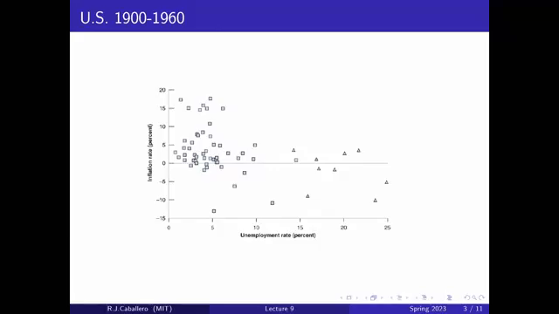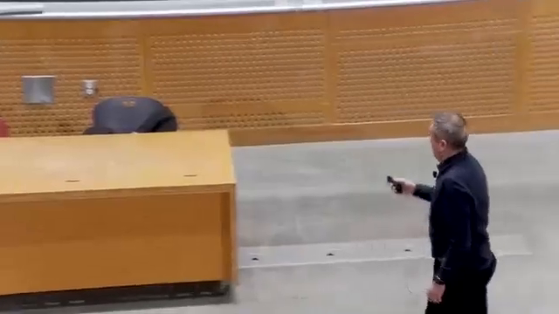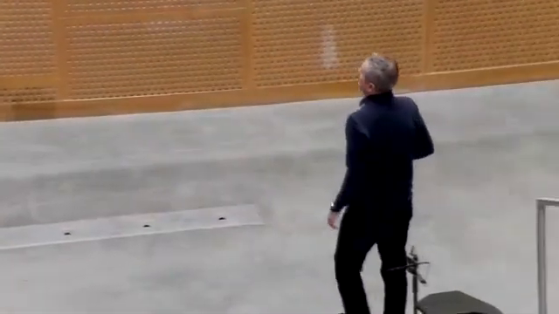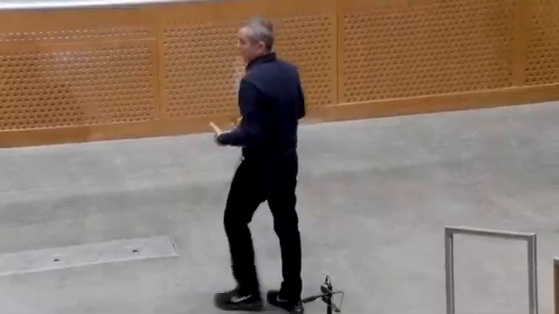There's a negative correlation between the unemployment rate and the inflation rate. At very low levels of unemployment, you typically see very high levels of inflation. Conversely, at very high levels of unemployment, you tend to see low levels of inflation or even deflation. In fact, this period includes the Great Depression, for example. So that's the data. And again, this was just an empirical regularity.